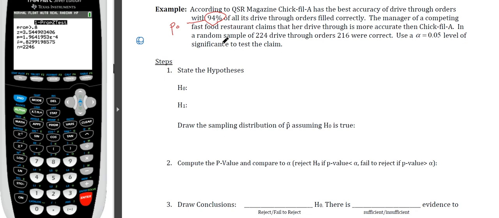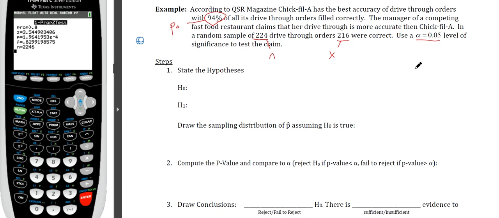We have that he or she did a random sample of 224 drive-thru orders, so that's n, and found that 216 were correct. So that's x, how many of the total were correct. We also have alpha, a 0.05 level of significance, to test the claim. So we have that yet again.